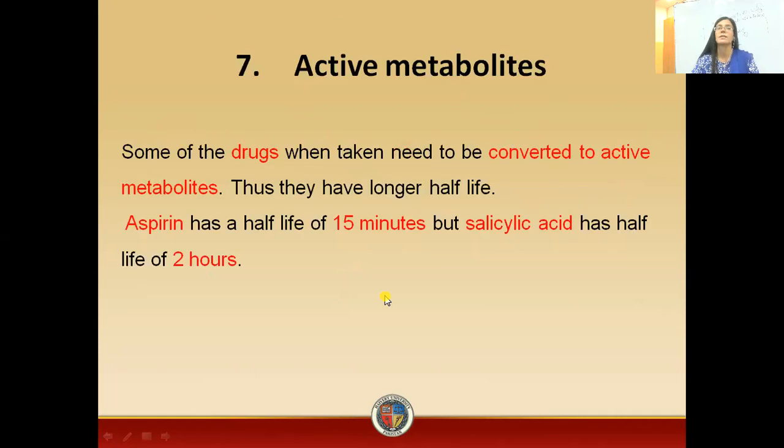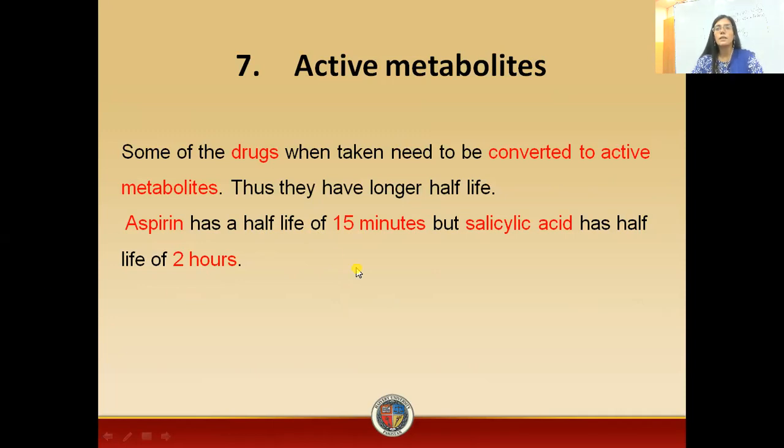Now, active metabolites. We have already discussed in the topic of metabolism that whenever we have drugs, they may be in the active state and exerting their action, and then after metabolism will be excreted out of the body. Now, in other cases, we have drugs which act as a prodrug, and after metabolism it gets activated, and in that case, sometimes its half-life increases. For example, we have aspirin, whose half-life is 15 minutes, but its salicylic acid has a half-life of 2 hours.